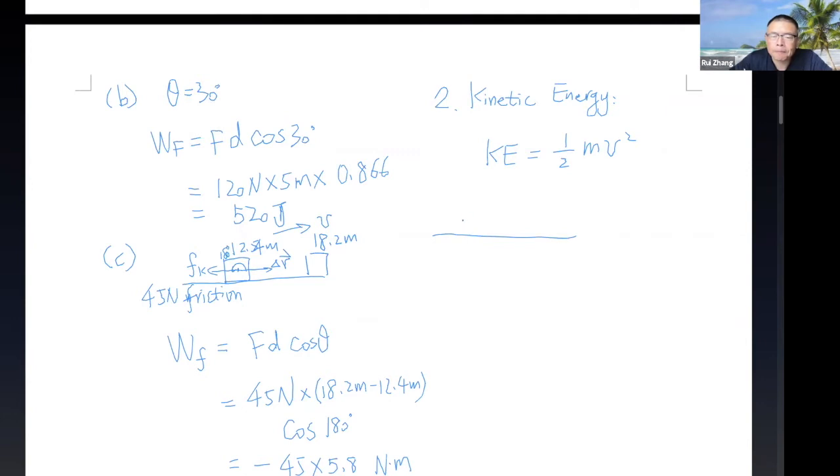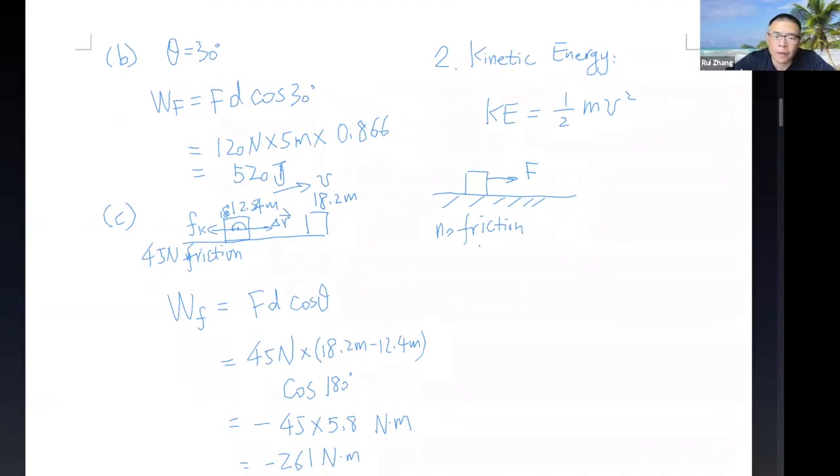Consider a horizontal surface, and you have a block on the surface. And then consider there's a force pushing it forward like this. Now let's say this force is the only force on the object along the horizontal direction. There's no friction. Let's try to calculate the work done by the force based on the formula here. We'll have the force times the distance, whatever distance it traveled by the object.